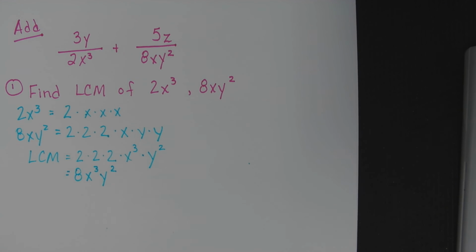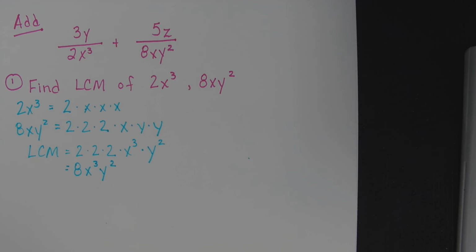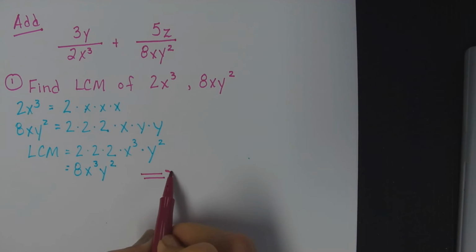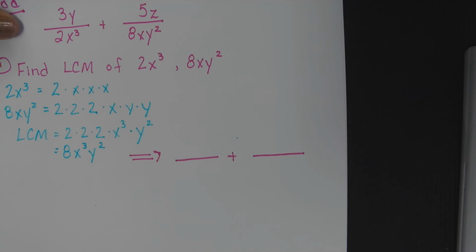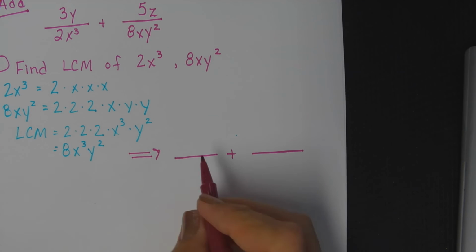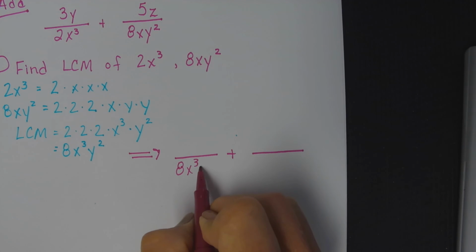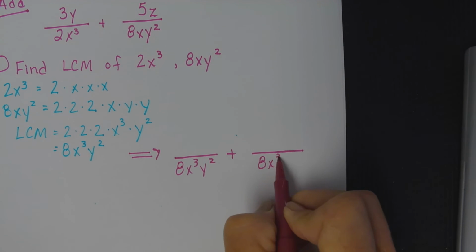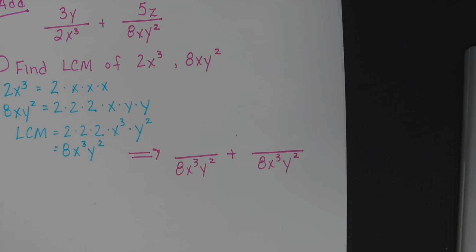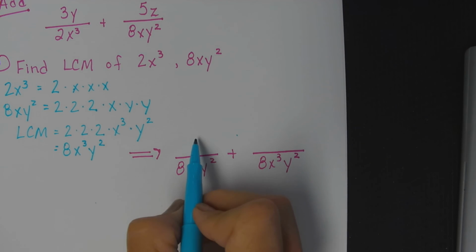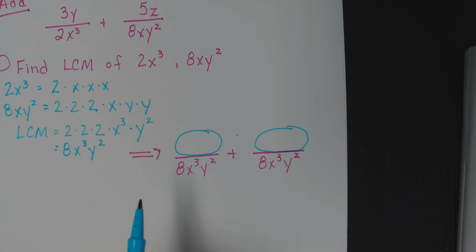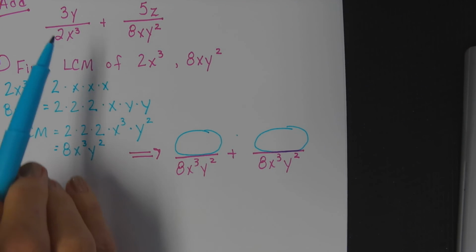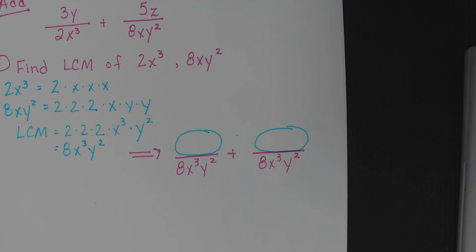Okay, so just like a fraction, that is our common denominator. So I'm going to do an arrow here. I'm going to do this plus this, and you're going to write 8x to the third y squared. Now, here's where we need to go back to our math, learning fractions. The numerators change, right? How do we go from 3y to the right numerator?